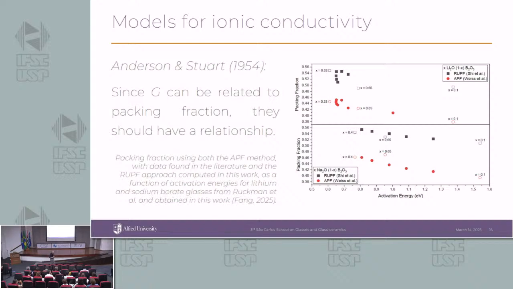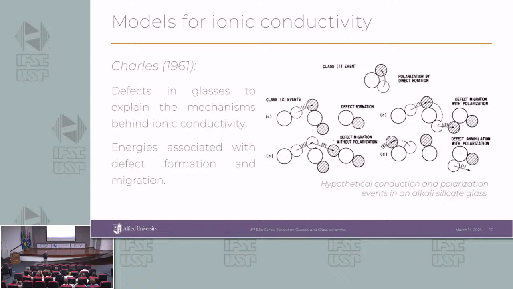All right, so with this, we can go to our next one and start thinking a little bit deeper on the models. The second one that I want to show you guys is Charles' model, in which the author proposed some different events that might happen in your glass. So the event one is just a polarization by rotation. That's not super interesting for us. Things are just spinning around. But the other ones are very interesting for us.